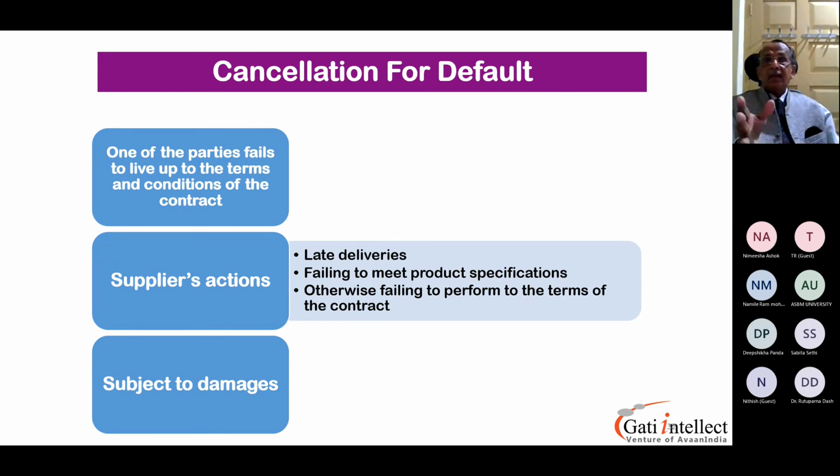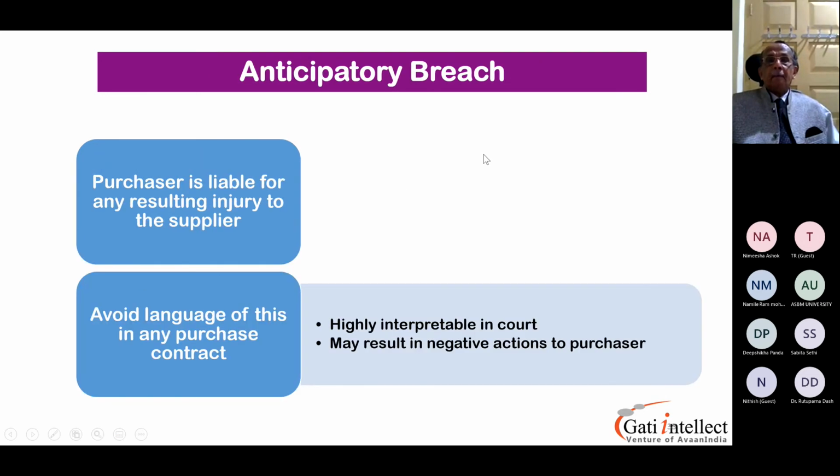Got it? Is it clear to everybody? Right, then subject to damages. So let's move. Anticipatory breach, what we are talking about: purchaser is liable for any resulting injury to the supplier. What is that? Avoid language like this in any purchase contract, because it's highly interpretable in a court and may result in negative actions against us.